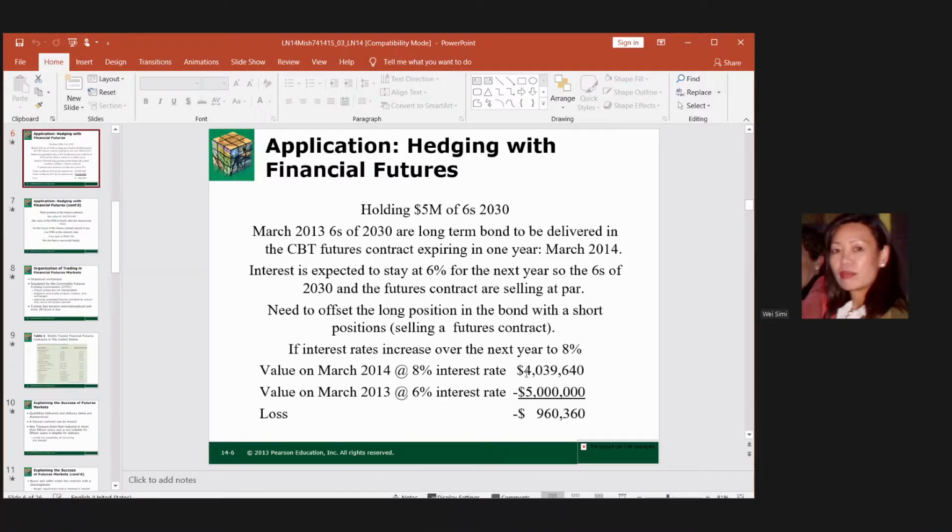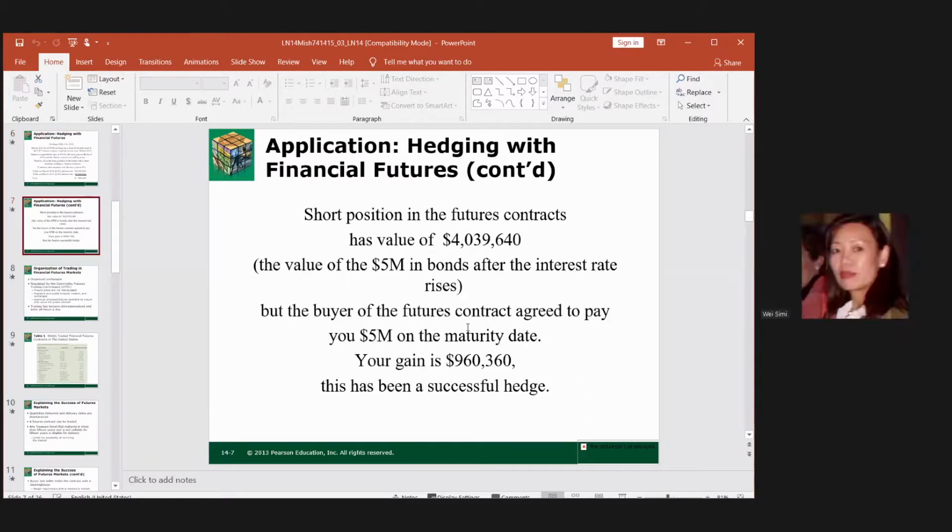That's why you're hedging. But on the next slide, it says the buyer of the futures contract agreed to pay your 5 million. Right, because you're short at 5 million. Let's say you're short this contract at 5 million, and I long this contract, so I am the buyer of this contract. That's why I have to pay you 5 million. Who do you think pays you? I pay you. The other guy pays you, right?